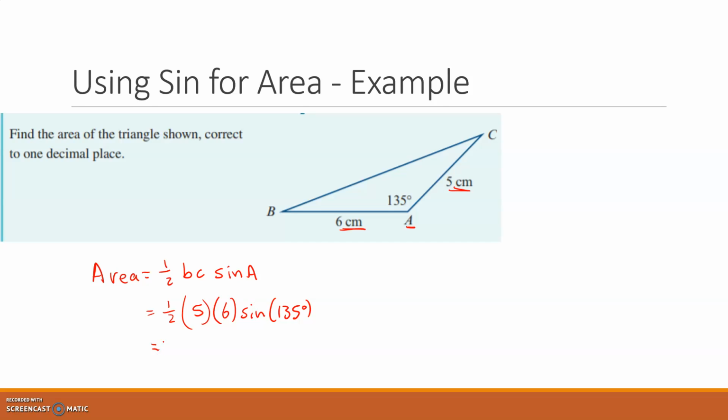Now, our calculators can actually handle all of this in one step because it's just multiplication. So I can go 0.5 for a half times 5 times 6 times the sine of 135. And the answer here is 10.6 because it's only to one decimal place. And because it's an area and my original was in centimeters, this will be in centimeters squared. So that's using the area rule, which includes sine in it, to work out the area of a triangle.